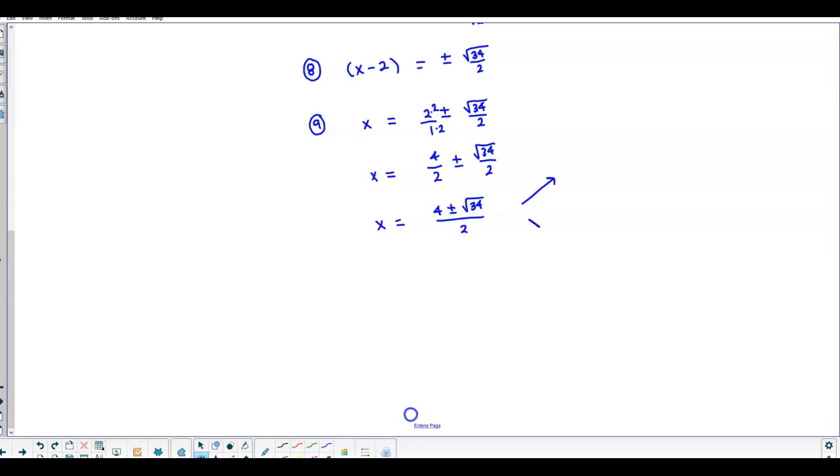So that means we're going to have two solutions. We have 4 plus the square root of 34 over 2, or 4 minus the square root of 34 over 2.